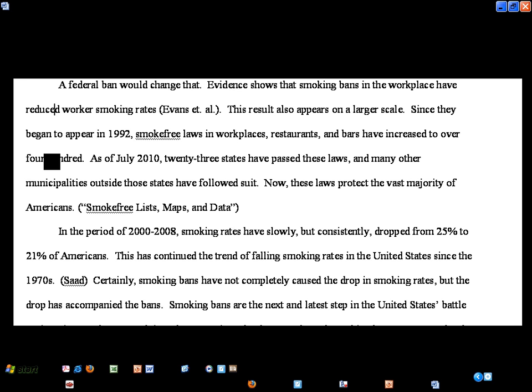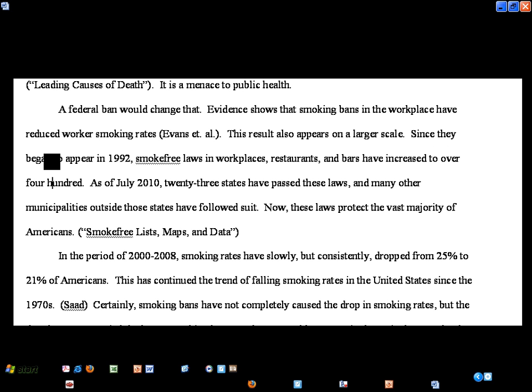Which sentences, Sarah, do you think come from smoke-free lists, maps, and data? Pretty much all the ones after the evidence. Oh, you're perfect, Sarah. You're making me a happy person. Everything from this result also appears on a larger scale. Here's evidence, and then all of this is cited here. So you don't have to cite each sentence, especially if it's the same citation. You don't want to cite this after each sentence. You just put it at the end of the information.